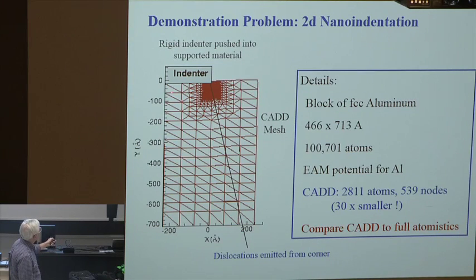with our coupled method, and we also do it compared to full atomistics. So the full atomistic solution has about 100,000 atoms. That's easy to do nowadays, but when we did this, that was kind of a lot. And the CAD method has 2,800 atoms here, and then about 539 finite elements. And so we're really limited by our ability to do the atoms, not to do the finite elements. But already this problem is 30 times smaller than the atomistic problem. But we want to be able to do it so we can compare a full exact atomistics to our method. So dislocations are emitted here, they get passed across, and they come to rest.